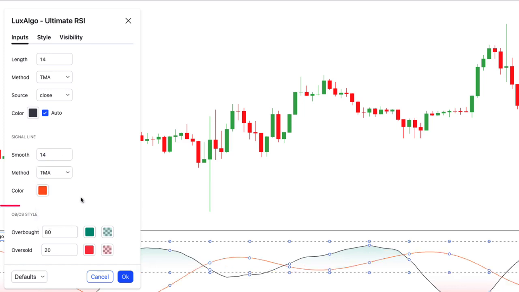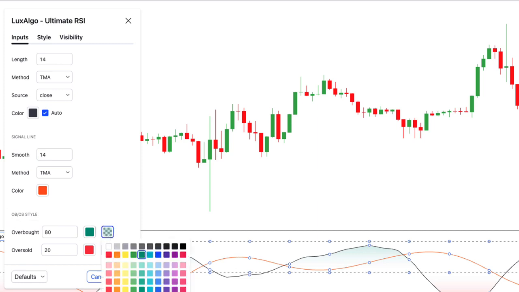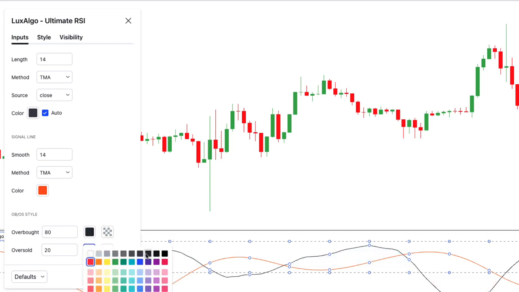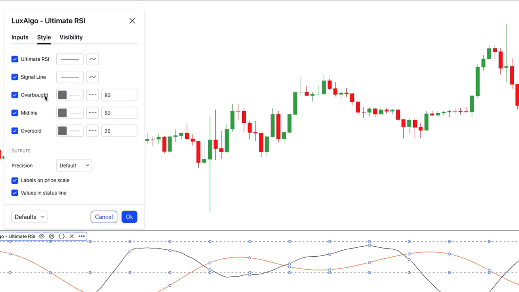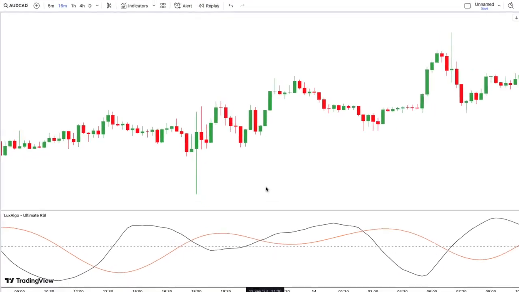Now let's shift to the line style settings of the overbought and oversold levels. In this segment, we're opting to lower the opacity to 0% and we're also going to change the colors to black. This aims to furnish a pristine black sideline, devoid of any distractions. Now, let's proceed to the Style tab. Then here we're going to uncheck the overbought and the oversold level and then click OK.